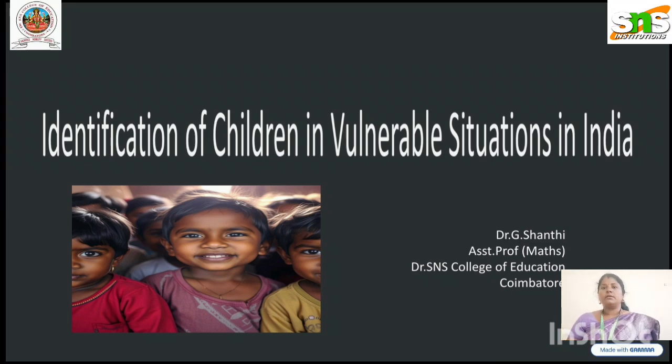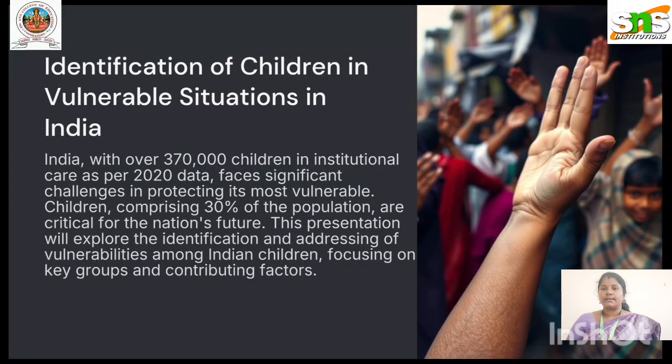Hi, good evening. In this video, we are going to discuss the identification of children in vulnerable situations in India. India, with over 3,70,000 children in institutional care, as per 2020 data, faces significant challenges in protecting its most vulnerable. Children, comprising 30% of the population, are critical for the nation's future. This presentation will explore the identification and addressing of vulnerabilities among Indian children, focusing on key groups and contributing factors.